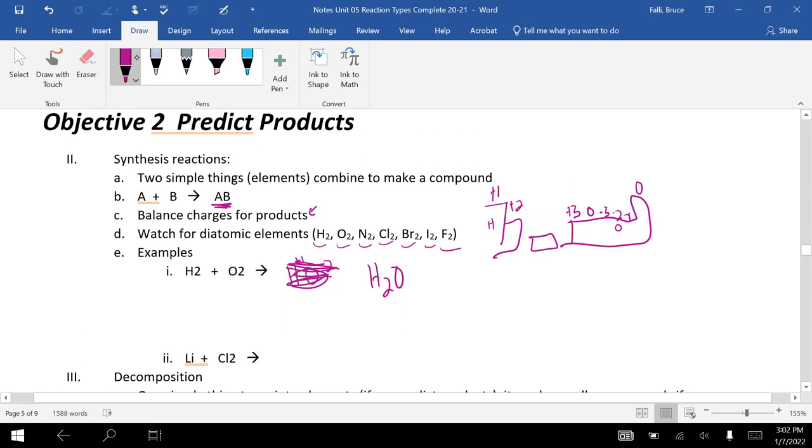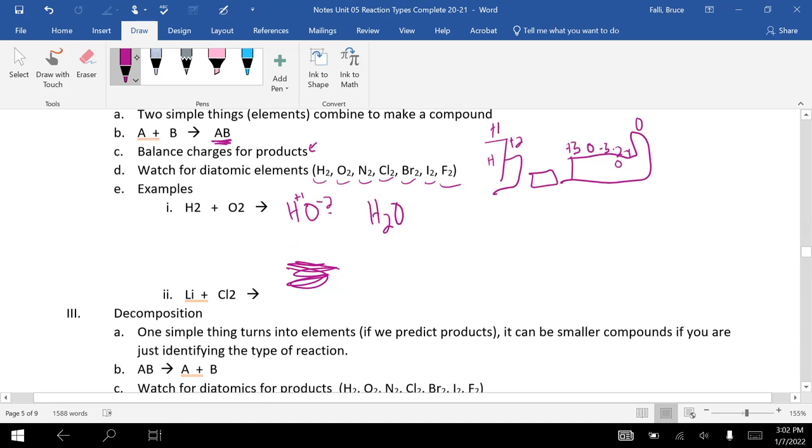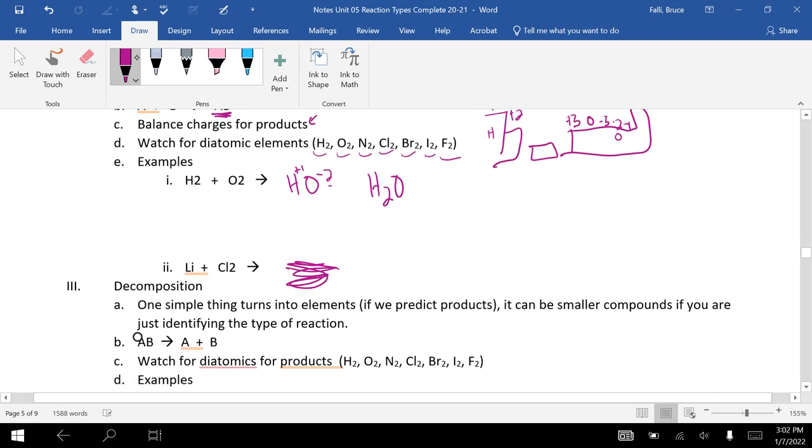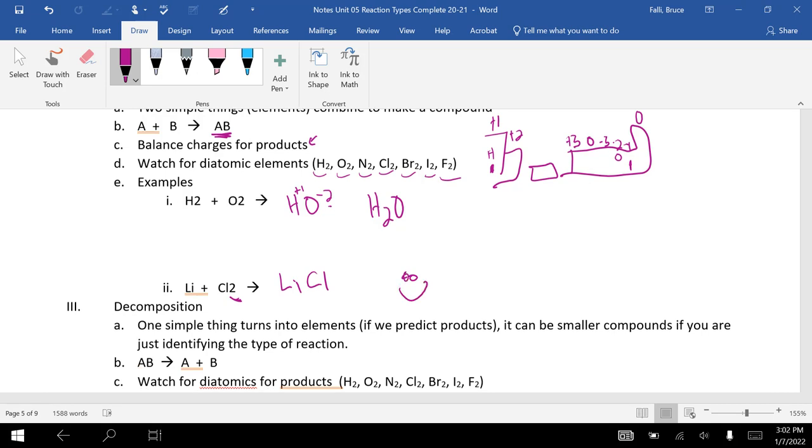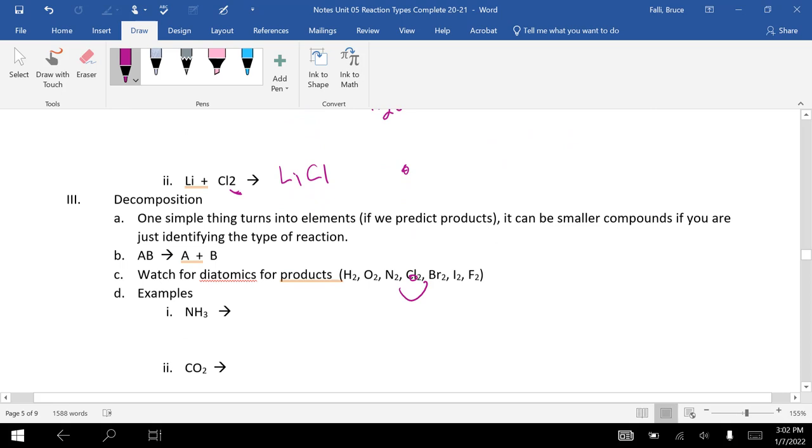Okay. Let's look at lithium plus chlorine. I'm going to combine them, an element and an element. I just smush them together. I don't carry my two. And then I look at my periodic table. Lithium is in group one. Chlorine is in group minus one. So I'm all done. Whee! Again, you can balance that if that makes you happy, but you don't have to.